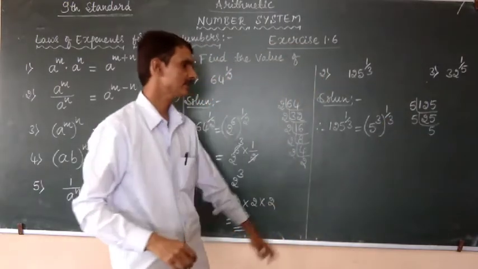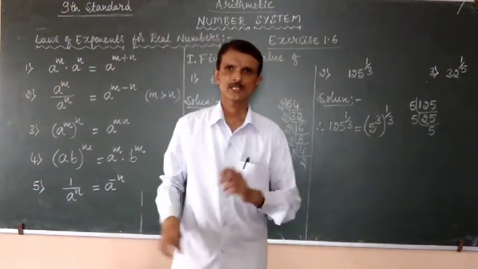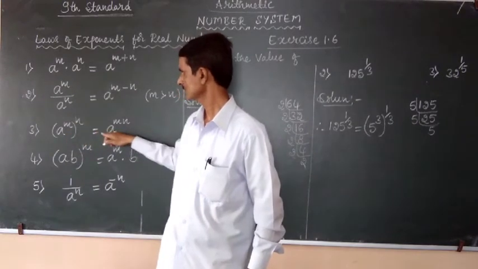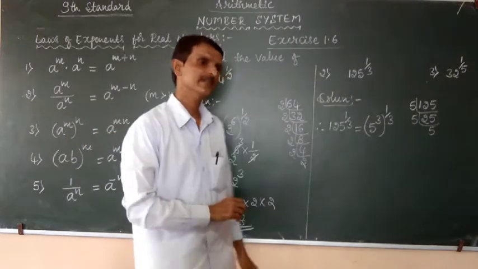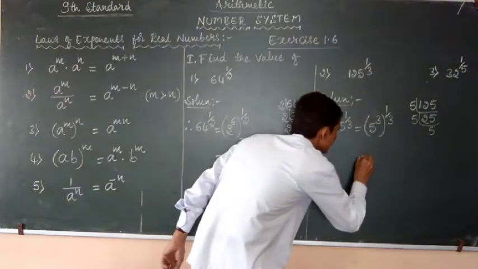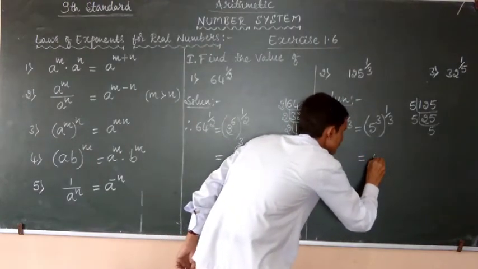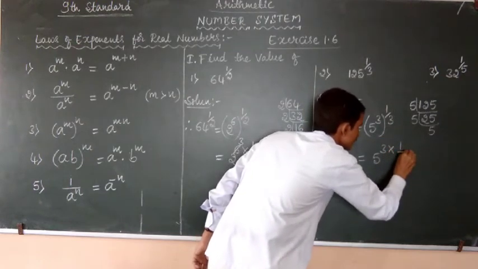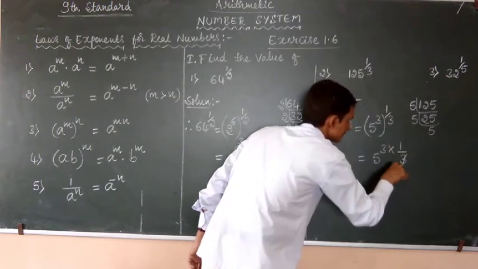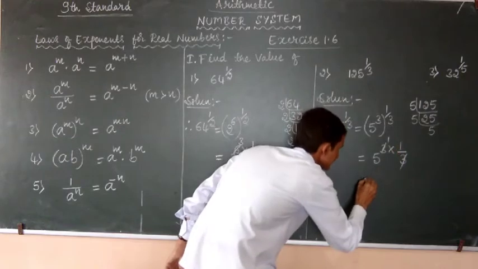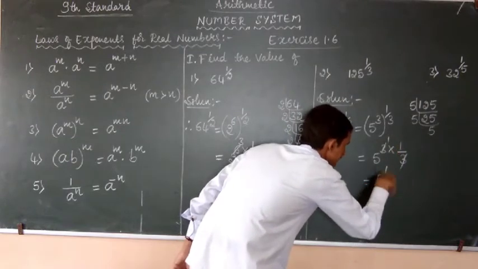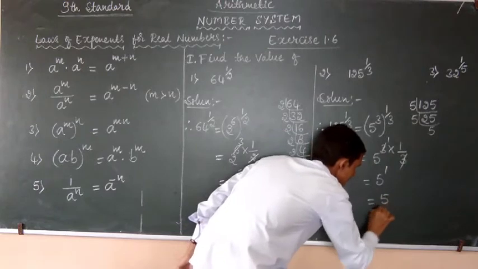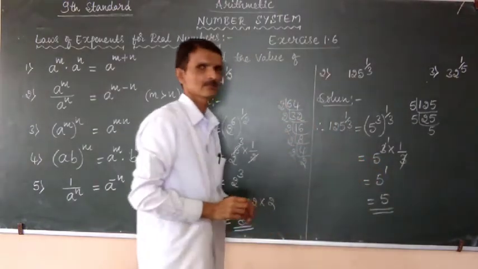Once again here we are going to use the third law: (a to the power of m) to the power of n equals a to the power of mn. It becomes 5 to the power of 3 into 1 by 3. So 3 ones are 3, so it becomes 5 to the power of 1. So the answer is 5.